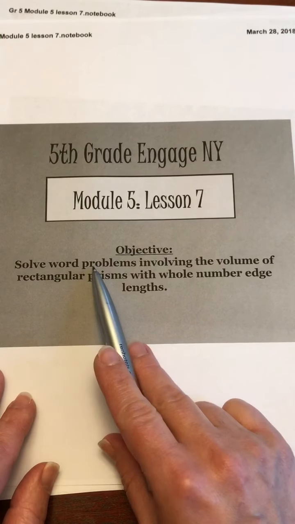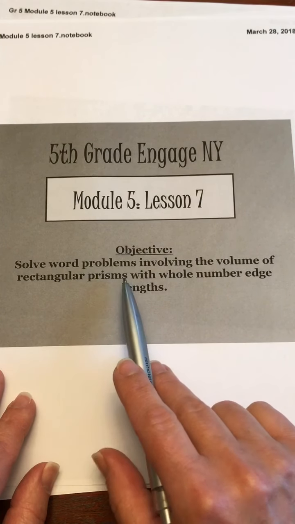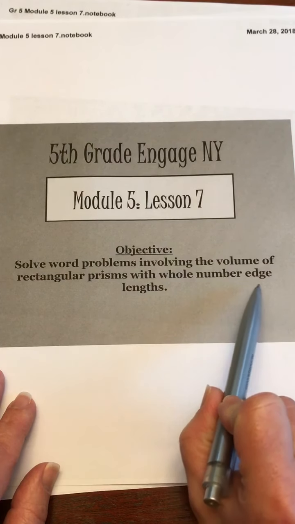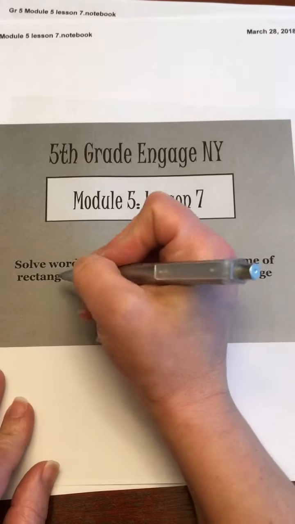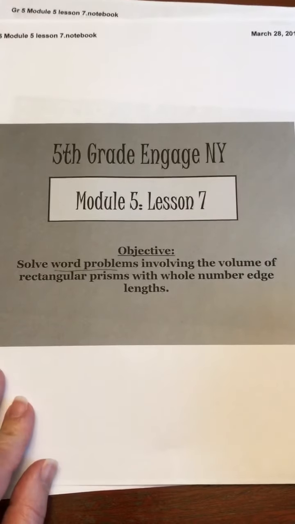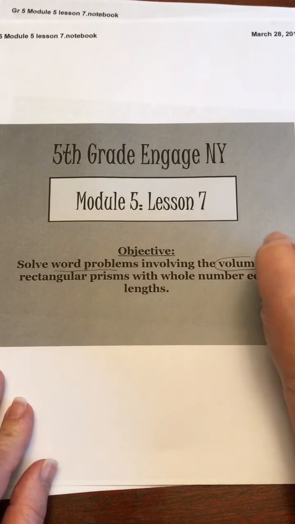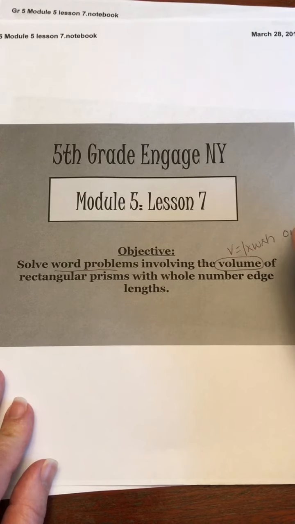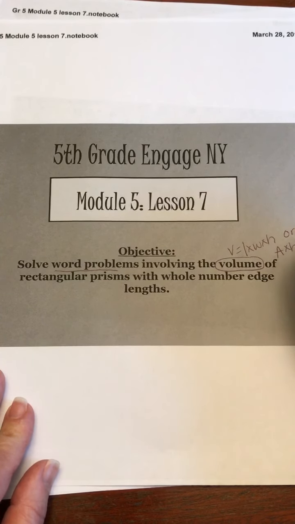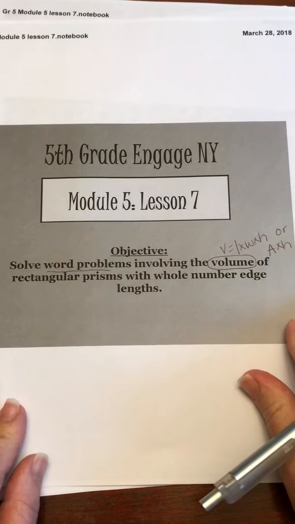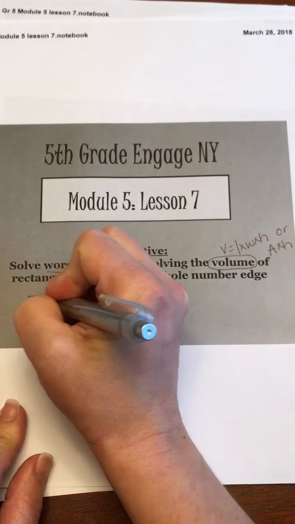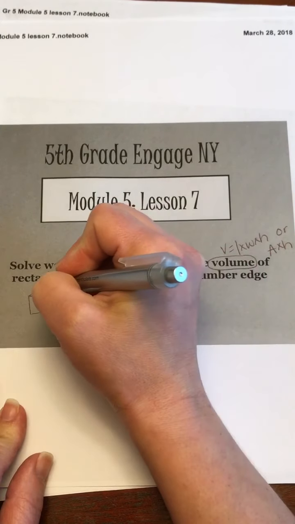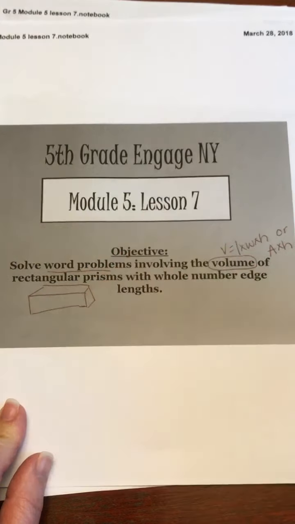Okay, so again, our objective is that we're going to solve word problems involving the volume of rectangular prisms with whole number edge lengths. Okay, so we know what word problems are. We've been working with those for a while now. We know what volume is. The formula for volume is length times width times height. Or if they give us area, we would multiply that just times the height. Rectangular prisms is what we've been working with this entire time thus far. Maybe a couple cubes thrown in. But it looks like today we're going to focus on those rectangular prisms.